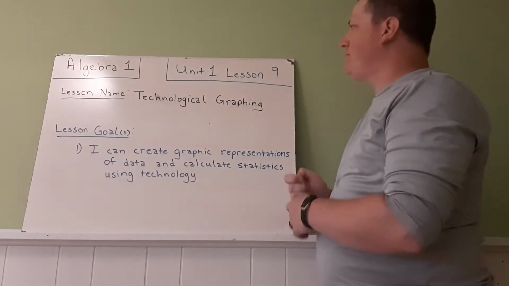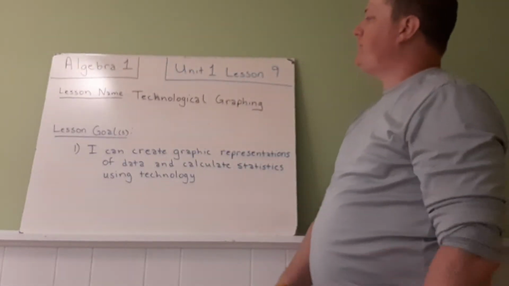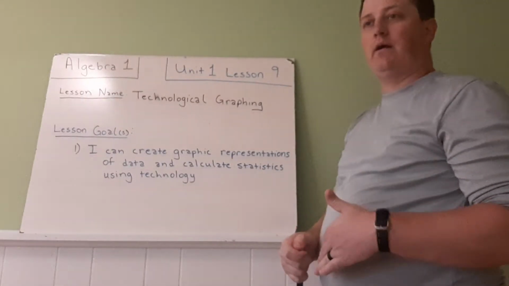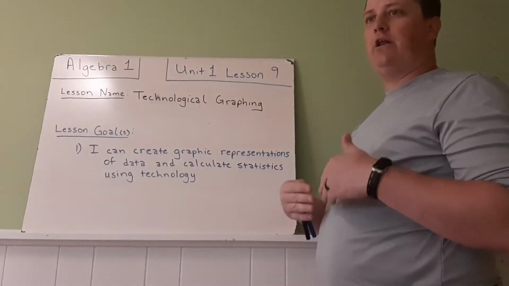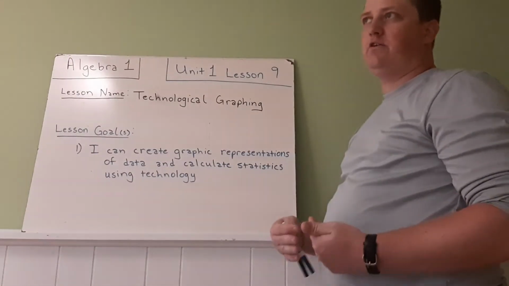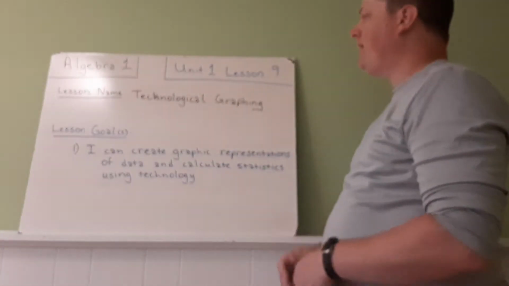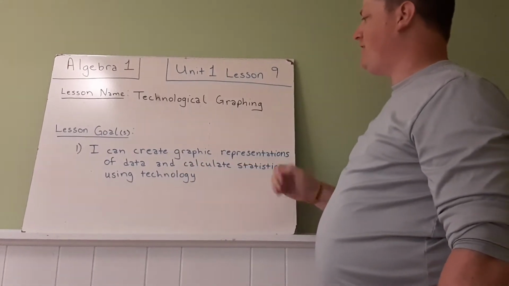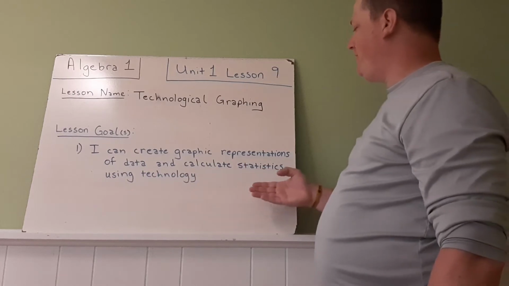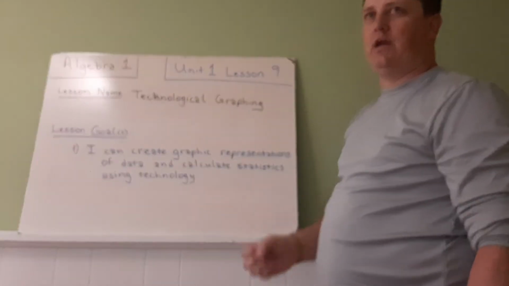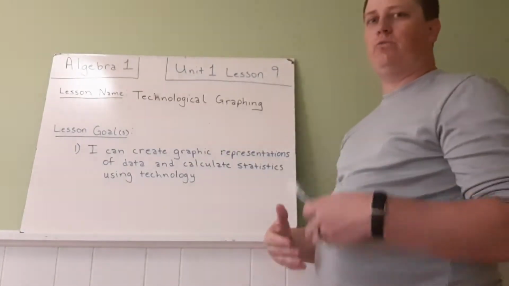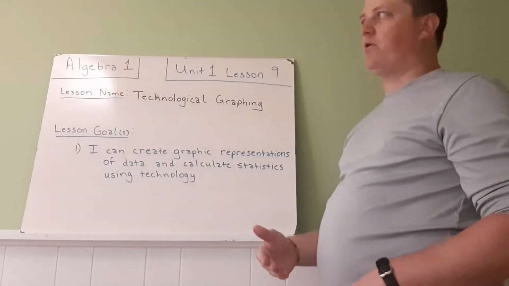Okay, Algebra 1 students, now we're going to look at Unit 1, Lesson 9, which is named Technological Graphing. One of the big things we're going to do here is learn how to use spreadsheets to do some of the math for us. Our lesson goal is: I can create graphic representations of data and calculate statistics using technology. We're going to enter the data into a spreadsheet and use the spreadsheet to calculate and even make some graphs.